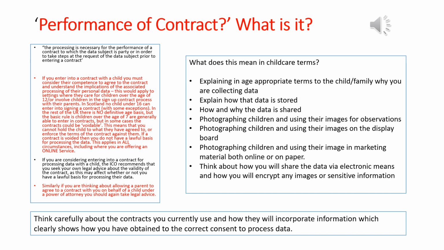In Scotland, no child under 16 can enter into signing a contract. There are exceptions. In the rest of the UK, there is no definitive age basis, but the basic rule is children over the age of 7 are generally able to enter into contracts, but in some cases the contracts could be voidable. This means that you cannot hold the child to what they have agreed to or enforce the terms of the contract against them. If a contract is voided, then you do not have the lawful basis for processing the data. This applies in all circumstances, including where you're offering an online service.